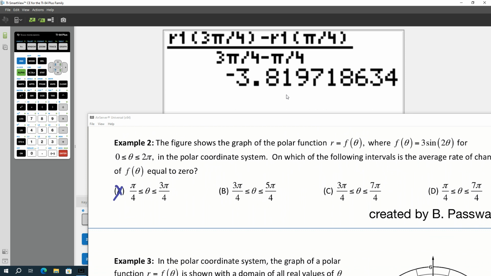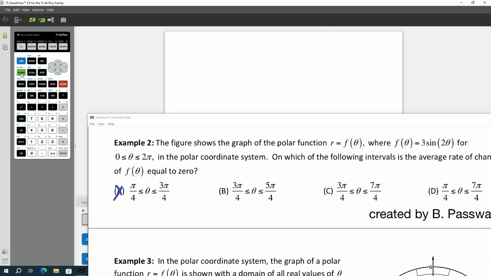And so what you would need to do is just keep trying these choices until you get the choice that is 0. Now I already know what it is, so to save some time, I am going to go straight to the answer. It is Brian Passwater's favorite answer, which is C. But let's just double check that I didn't do something wrong. So we'll do r of 7 pi over 4 minus, it's technically f of, but in the calculator it's r of.